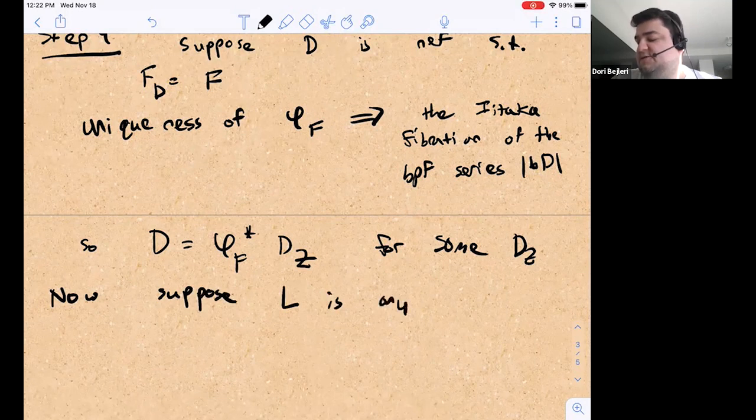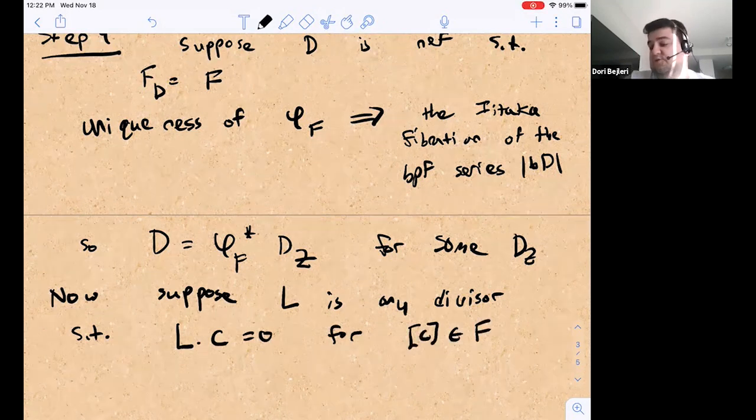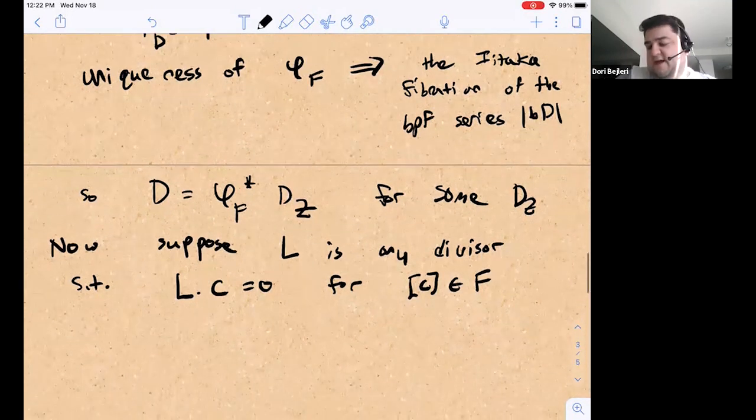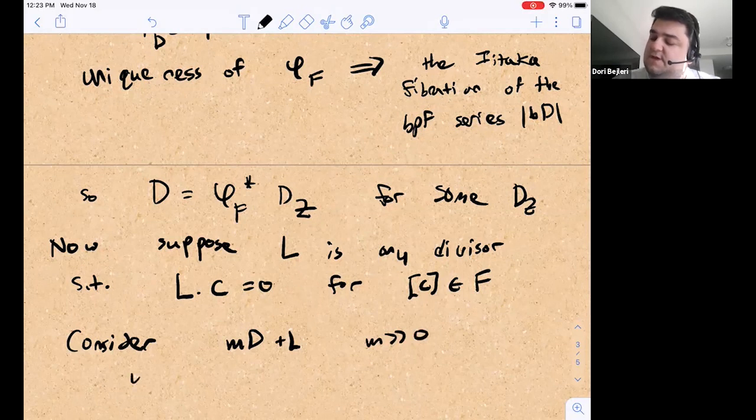So if L is any divisor that's not necessarily nef, but satisfies that L dot C is 0 for any curve with the class in our face, now we want to show that this L is also pulled back, and we know that all such D are pulled back. So we again pick our favorite D that gives us this extremal contraction, and then we look at MD plus L for M very large with D as above.